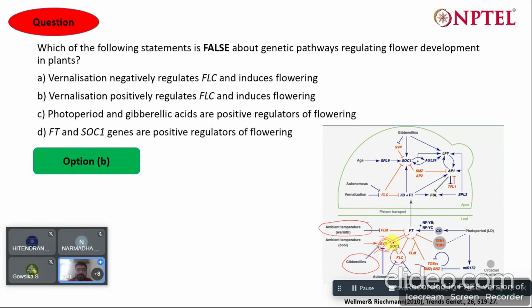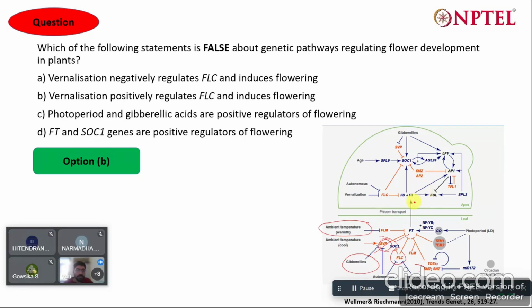But in some cases, like when there are unfavorable conditions, gibberellins are negative regulators of flowering. Whereas in the apex region, gibberellic acid shows positive regulation, sir. Yeah, in the apex also it shows positive regulation. It inhibits SVP here also, and it activates SOC and is a positive regulator of flowering. Okay, sir. Thank you, sir.